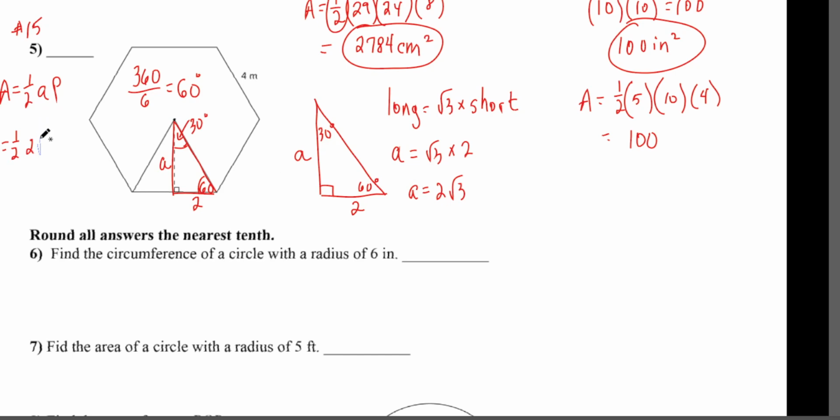Right, 2 times the square root of 3, and then times the perimeter. What's the perimeter? 4 times 6. Can we just do that in our head? 4 times 6 is 24. You know why 6? Because there's 6 sides. Okay? Everybody with me?